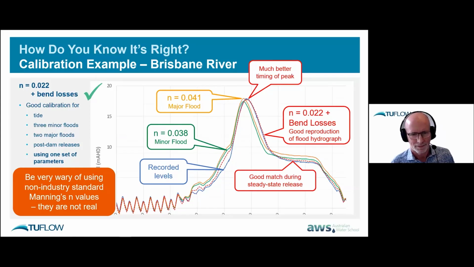And look, the moral here is that you just got to be very wary of using non-industry standard Manning's N values. They're not real, and they are always an indicator that something else is wrong. So that's the thing you always have to have in your mind.